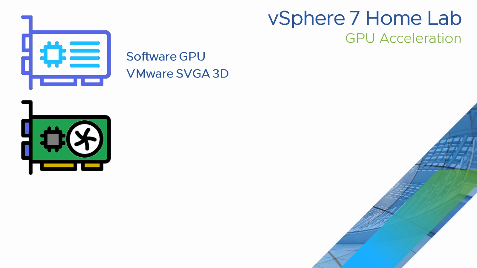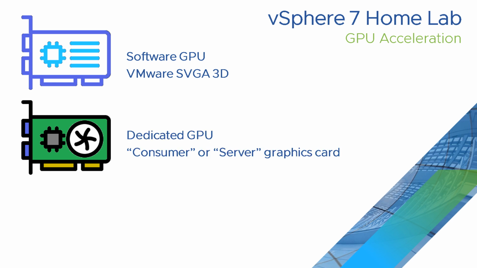Following on from this, the next thing we've got is dedicated GPU. So this is where we take a, shall we call it, a consumer graphics card or an entry-level server graphics card, and we put that in an ESXi host, and then we pass it through one-to-one to a virtual machine, and one virtual machine gets the dedicated use of one GPU or graphics processing unit.